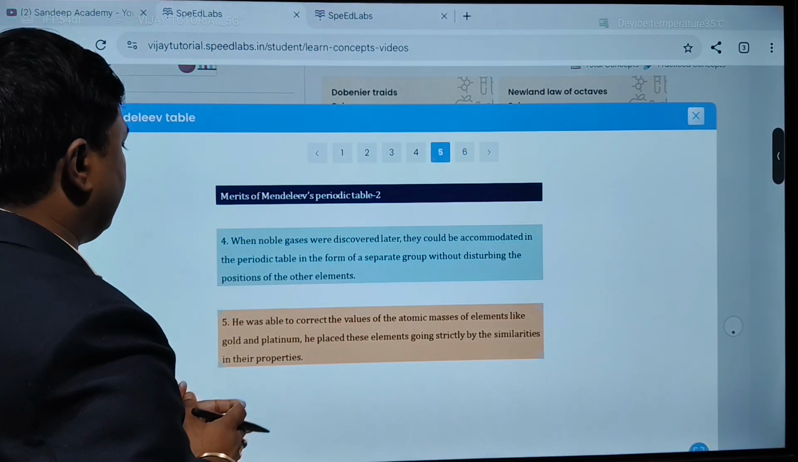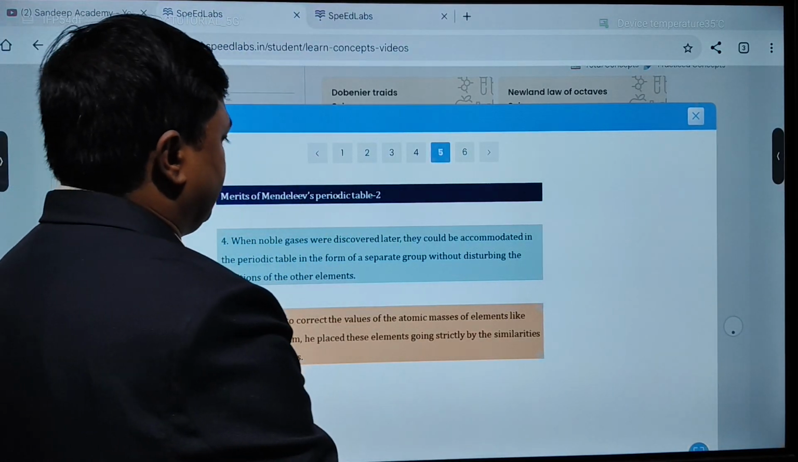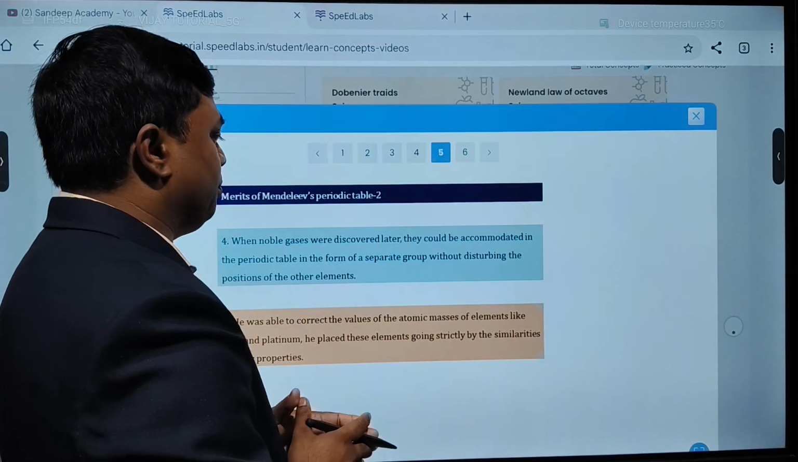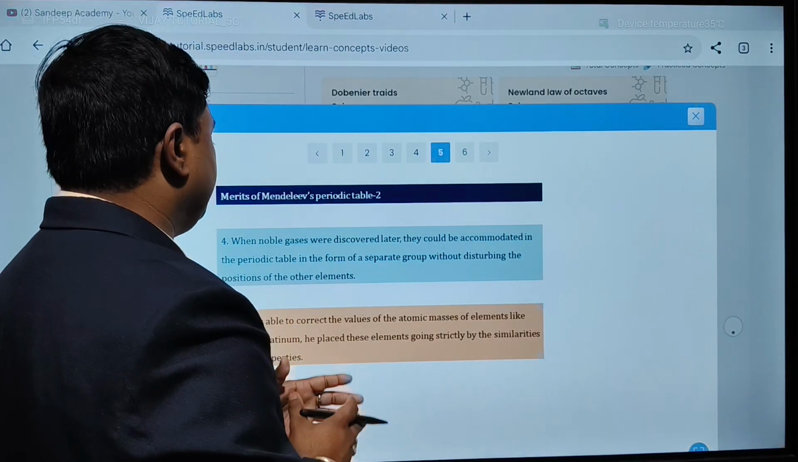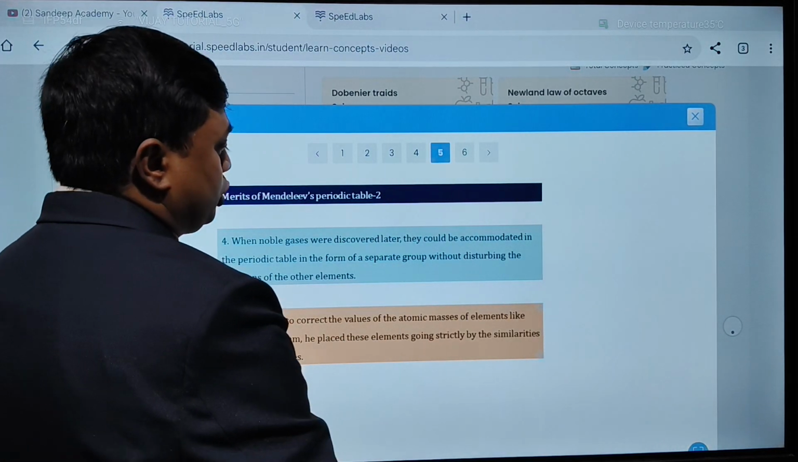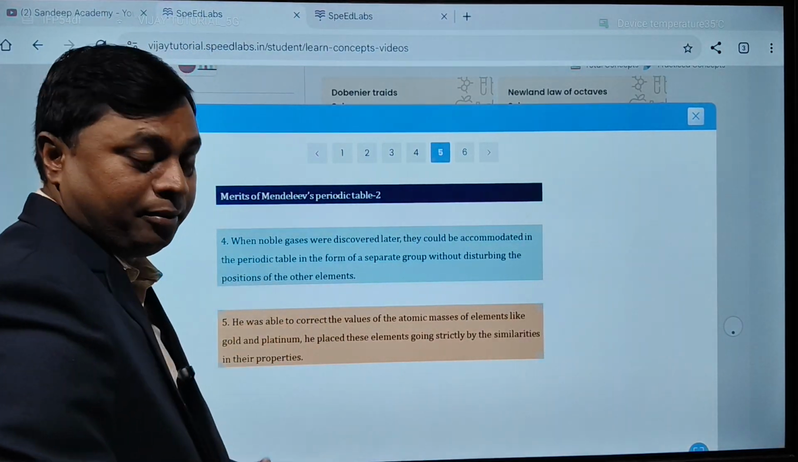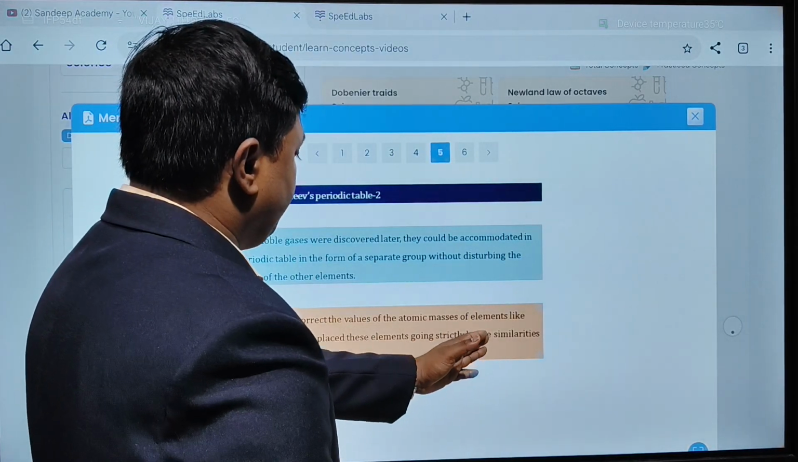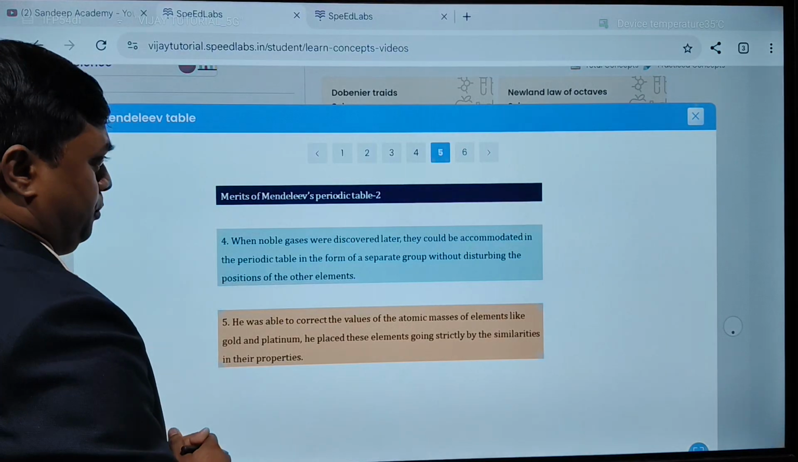Merits of Mendeleev's periodic table: when noble gases were discovered later, they could be accommodated in the periodic table in the form of a separate group without disturbing the position of the other elements. And he was able to correct the values of atomic masses of elements like gold and platinum. He placed these elements going strictly by the similarities in their properties.